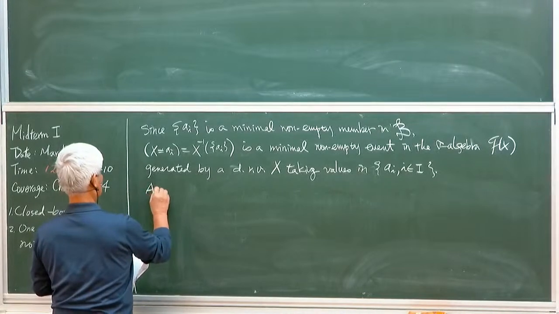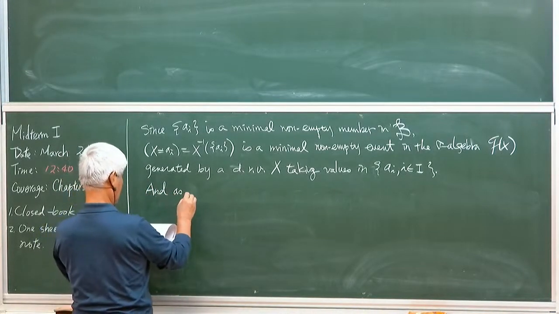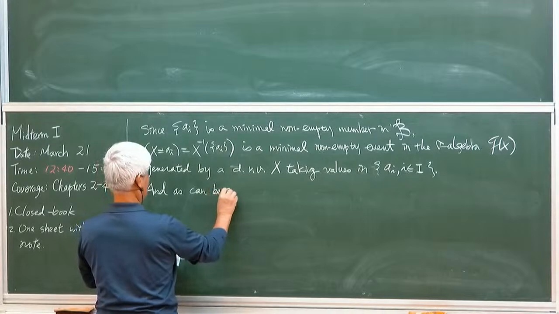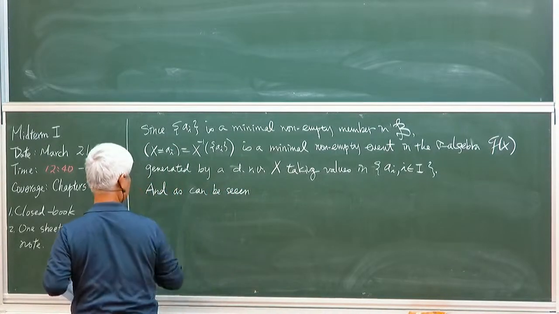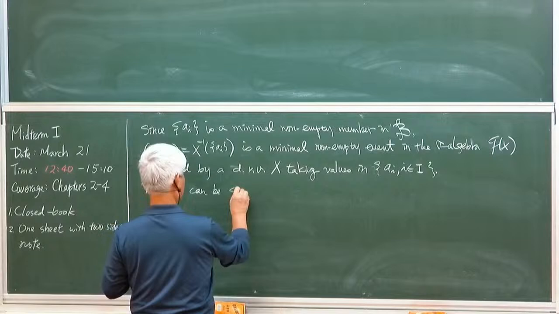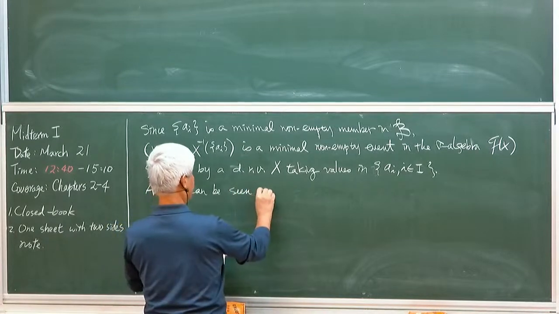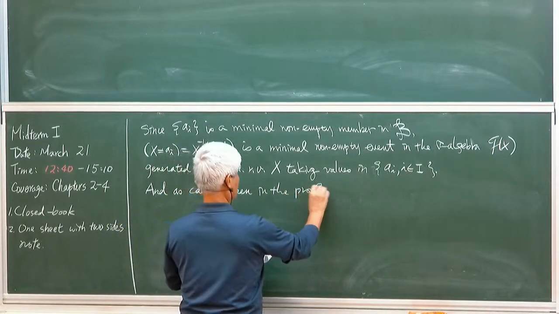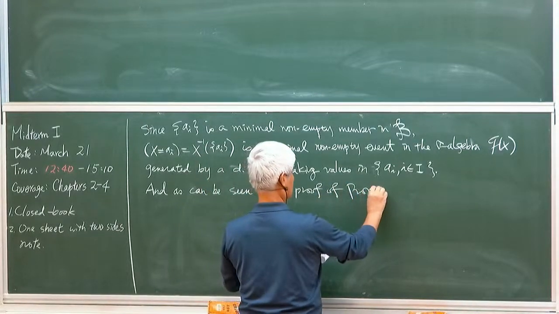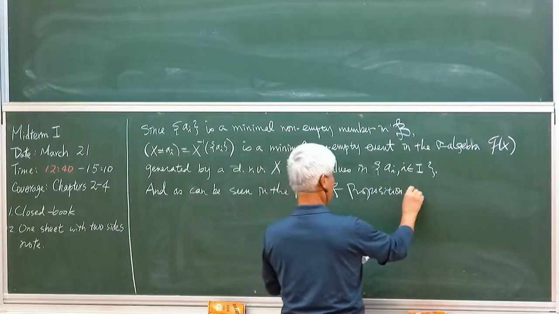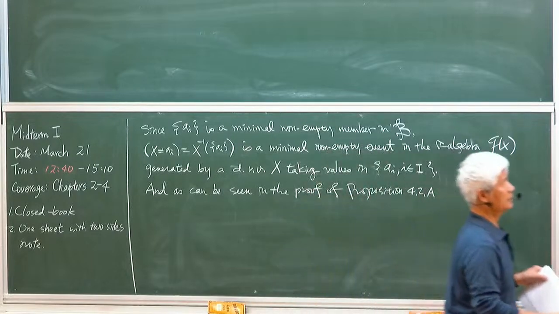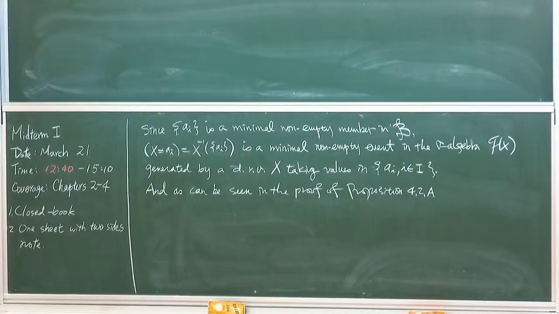and as can be seen in the proof of proposition 4.2.a, right? So we move to here. In the proof of this proposition, we know that for each Borel set, it's a disjoint union of this one.